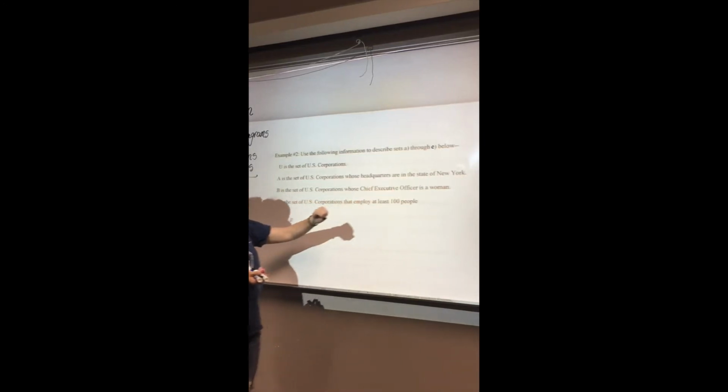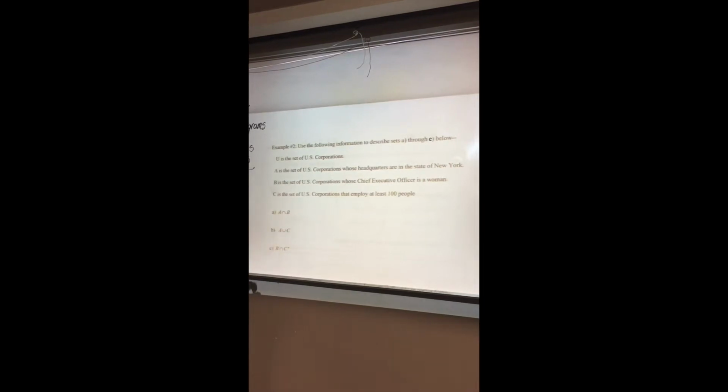B is the set of U.S. corporations whose chief executive officer is a woman. And then C is the set of U.S. corporations that employ at least 100 people. So the question is, first one, A intersection B. That means what A and B have in common.